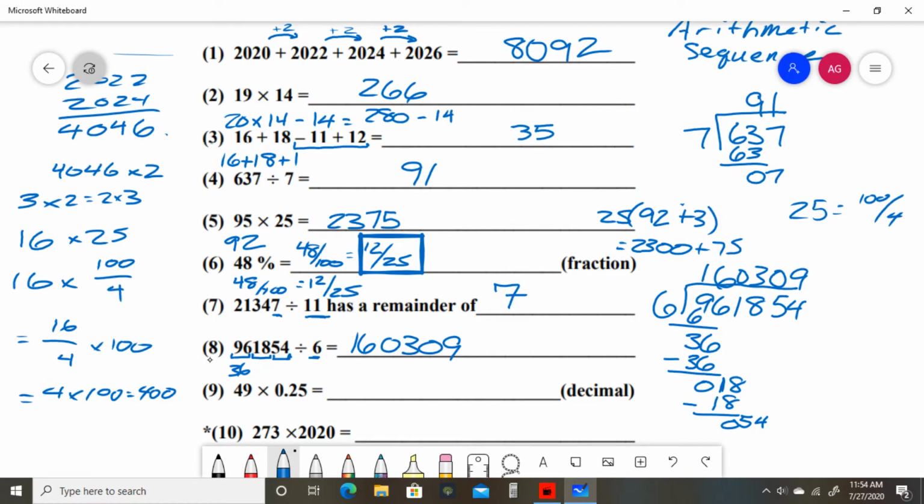So 96 divided by 6, we know that's 16, take up 2 place values. 18 divided by 6, we know that's 3, make sure to take up 2 place values, so 0, 3. 54 divided by 6 is 9, 0, 9, make sure to take up 2 place values. So 961854 divided by 6 gives us 160309.